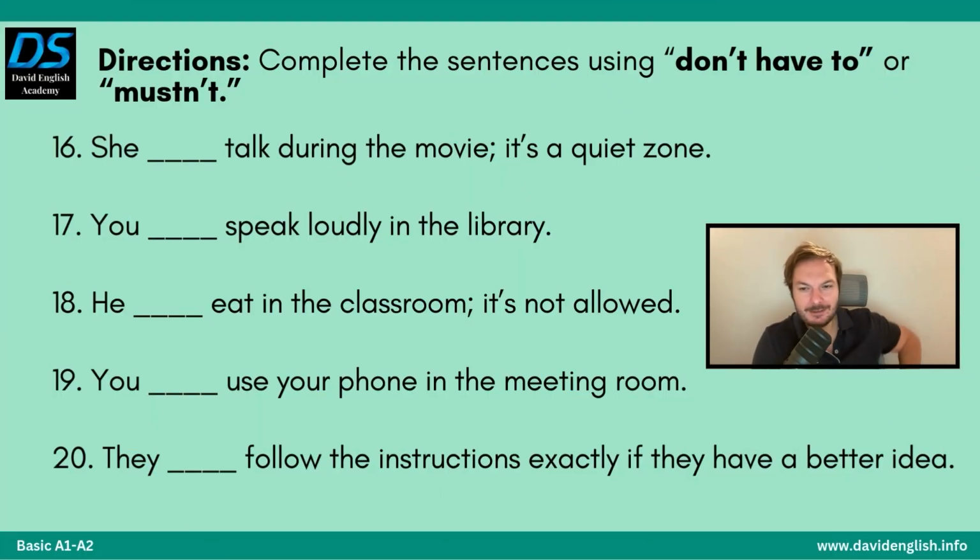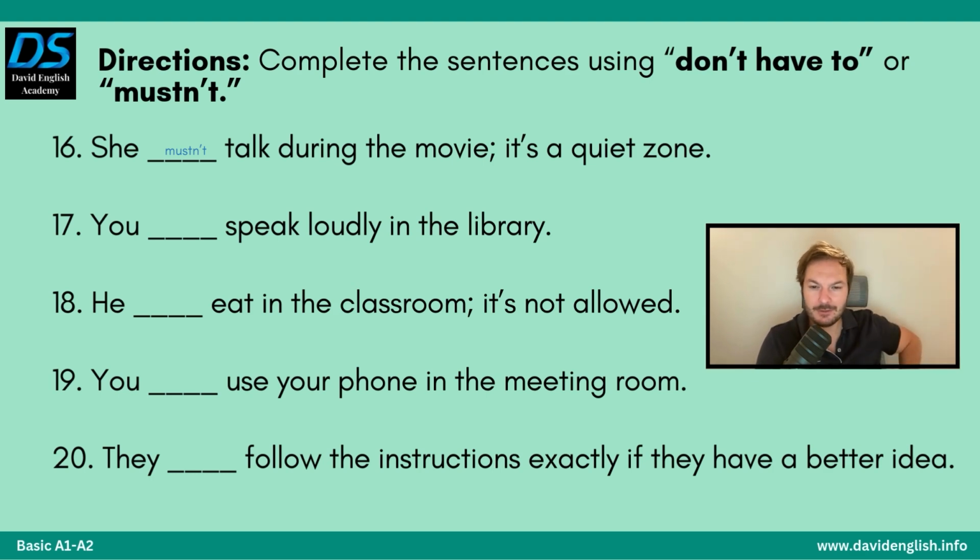Number 16. She talked during the movie. It's a quiet zone. Here, it's necessary that she doesn't talk during the movie. So you want to say she mustn't talk during the movie. It's a quiet zone. It's a rule.